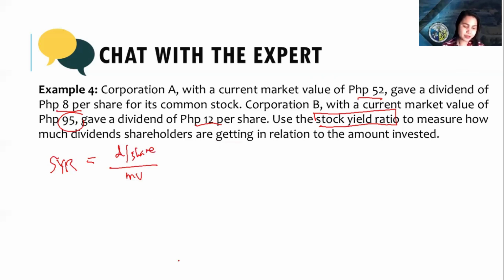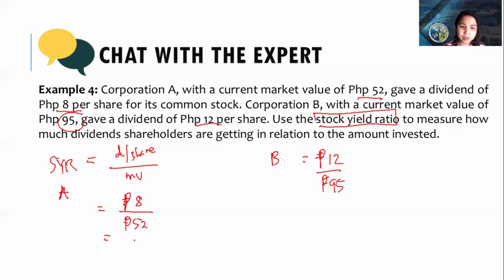Now, what is the market value? If you notice in newspapers, it will say Jollibee is selling its shares at 1,000 per share. That 1,000 per share is called the market value. So let us compute for Corporation A. For Corporation A, that's 8 pesos per share divided by 52 pesos market value. For Corporation B, that's going to be 12 pesos per share divided by 95 pesos market value.